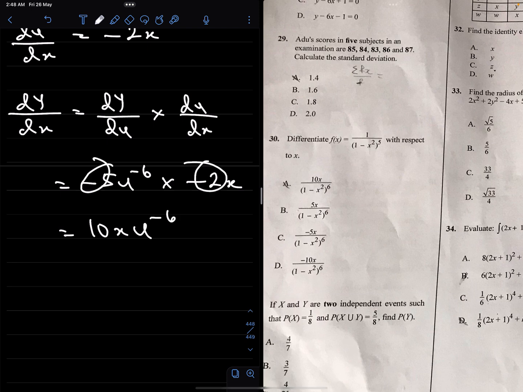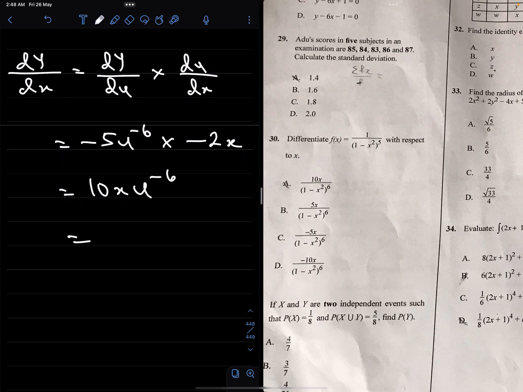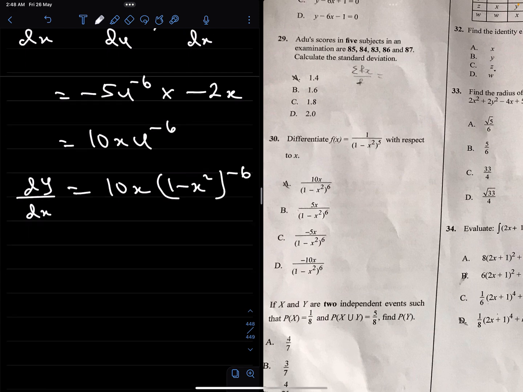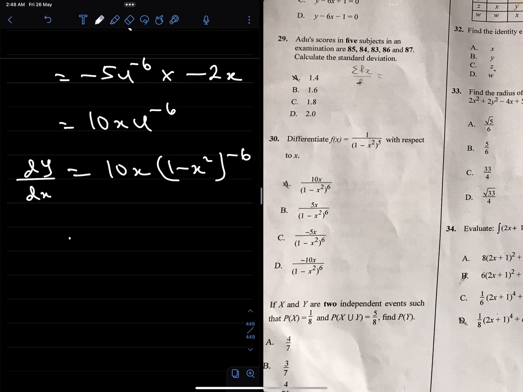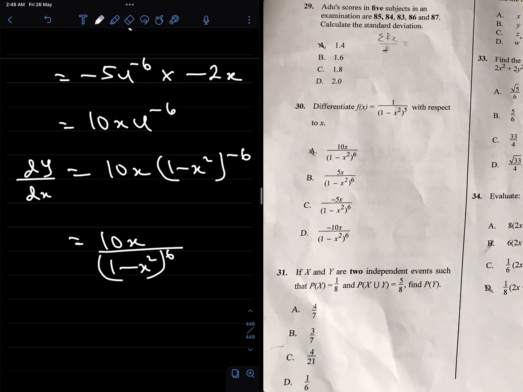Minus 5 times minus 2 is plus 10, so you have 10x u raised to power minus 6, which simply means dy/dx equals 10x, where u is 1 minus x squared raised to power minus 6. If you like, you can write that as dy/dx equals 10x over (1 minus x squared) raised to power 6. And that's that. Very, very simply.